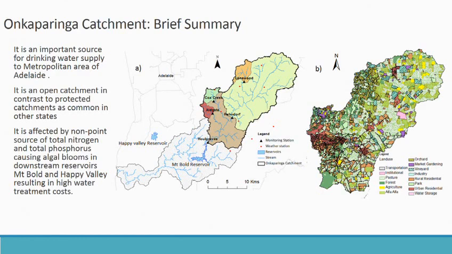Because of the excessive fertilizer, there is a risk of eutrophication of water bodies, and it can lead to algal blooms. It will always have high treatment cost, and that's the reason why our water bills are never decreasing. It's always increasing.